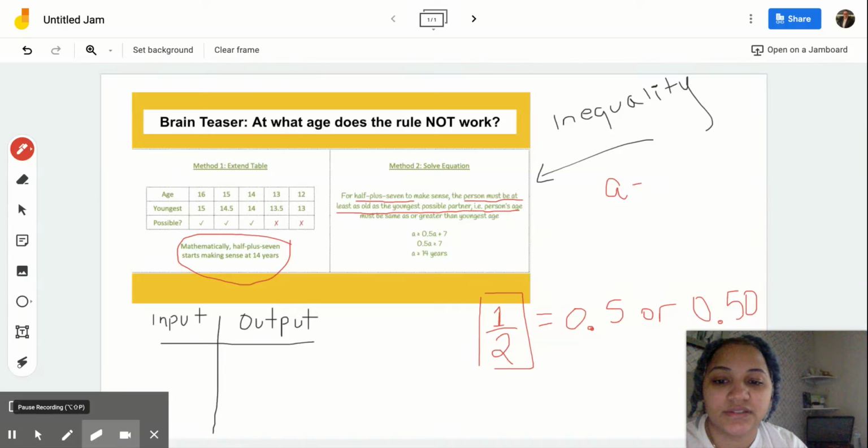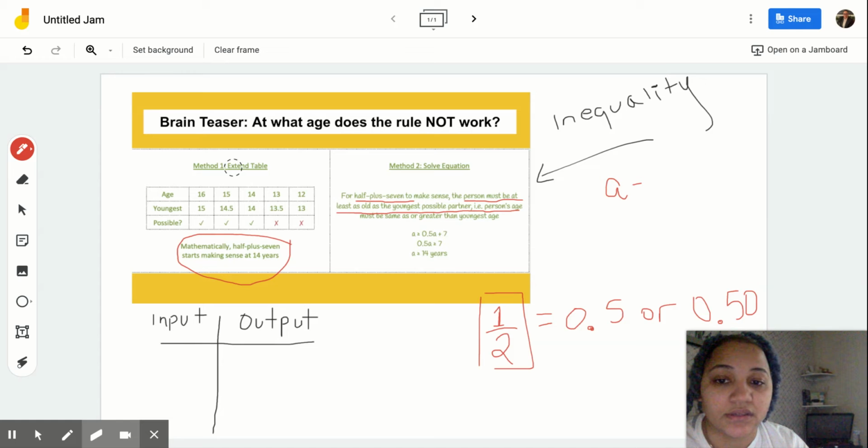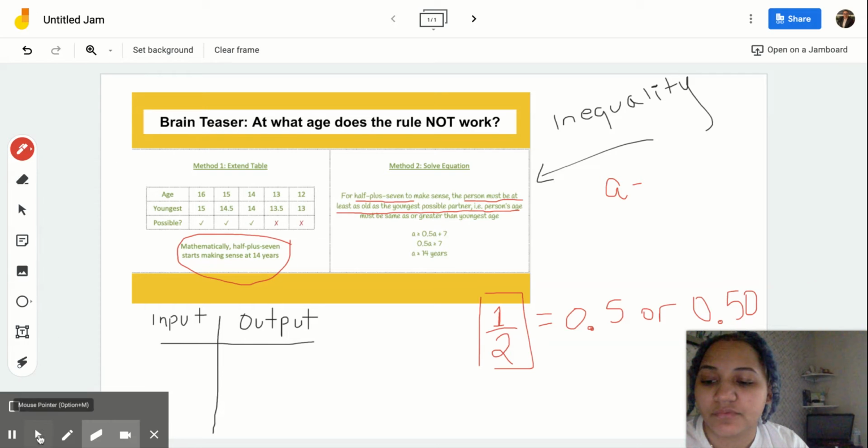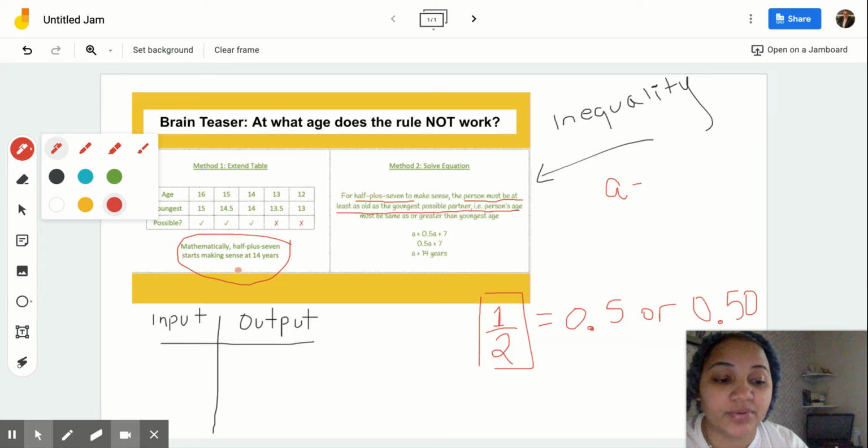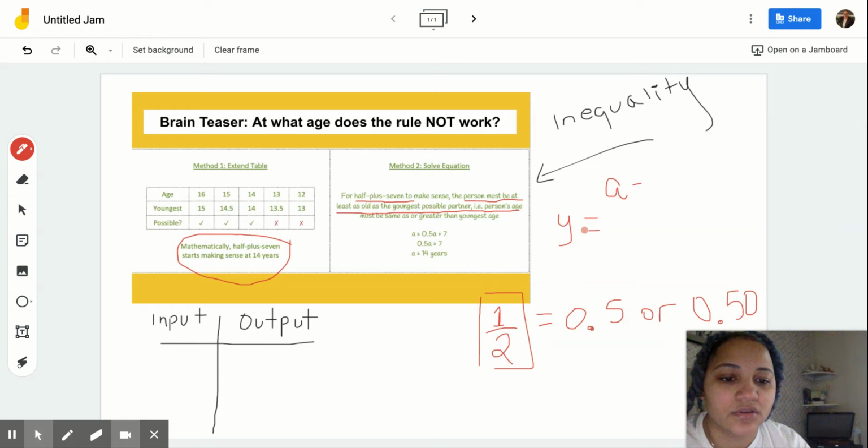Hey guys, so I wanted to make a quick video just about this brain teaser to get you thinking. It says, at what age does the rule not work? The rule we're specifically talking about is the half plus 7 rule. So the rule is y equals 1 half, or 0.5, however you want to write that, A representing the older person's age, plus 7.